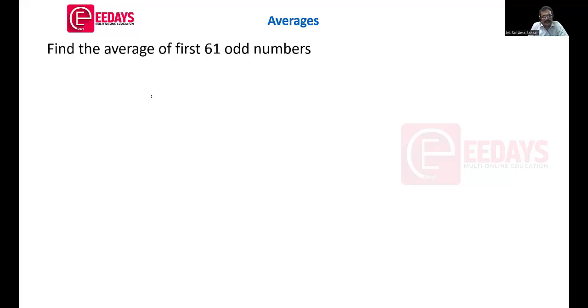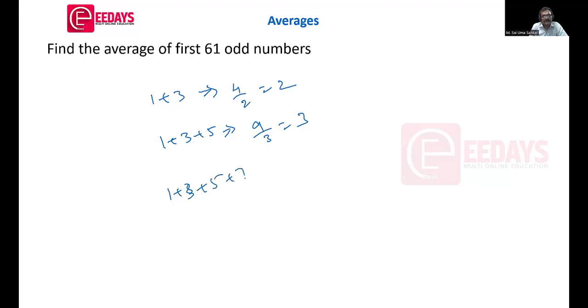61 odd numbers. What happened? 1 plus 3, that implies 4 by 2, that is equal to 2. 1 plus 3 plus 5, that is equal to 9 by 3, that is equal to 3. 1 plus 3 plus 5 plus 7. See, just a moment.